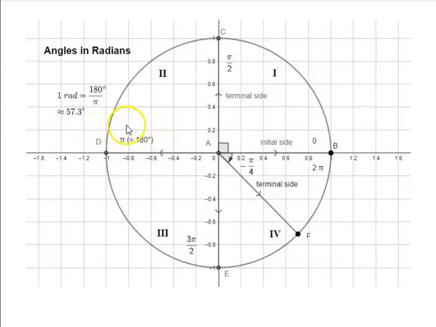This relationship right here, pi is 180 degrees, that little equation, you can use to get the conversion. That's pi radians equals 180 degrees. Divide both sides of this equation by pi, and you end up with 1 radian on the left equals 180 degrees over pi. Putting that on your calculator, you'll see that a radian is approximately 57.3 degrees, somewhere around here. It's much larger than a degree.